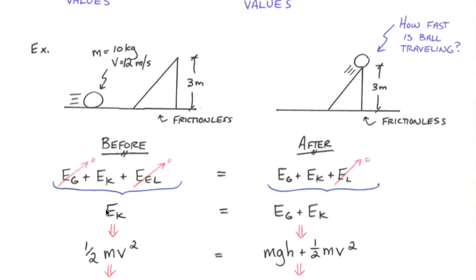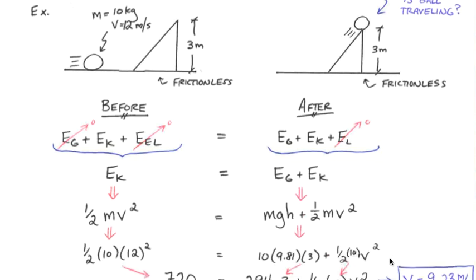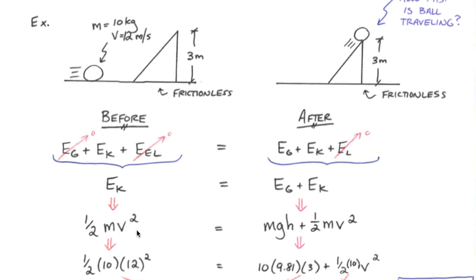If I just substitute these variables for the actual equations I use to calculate them, you get 1/2 mv squared before has to equal mgh plus 1/2 mv squared afterwards. Now it's just a matter of plugging in the values I know. The mass is 10, the velocity is 12 in the initial case, and the mass is 10, the height is 3, and the mass is still 10 in the after case.